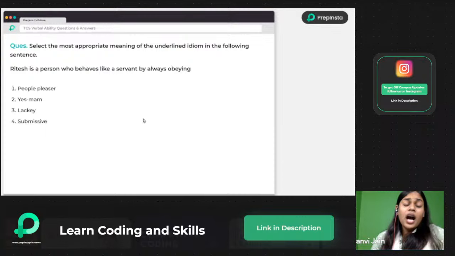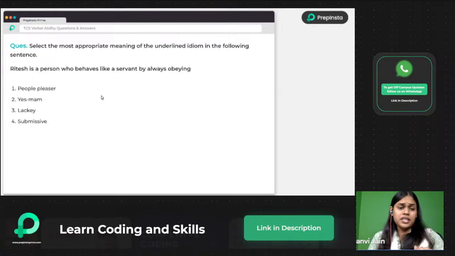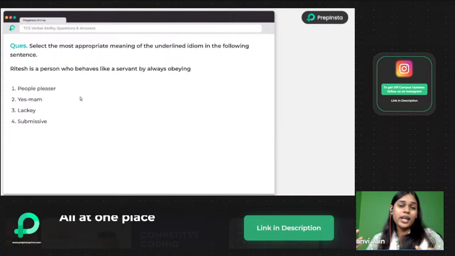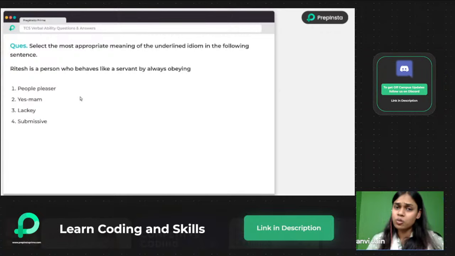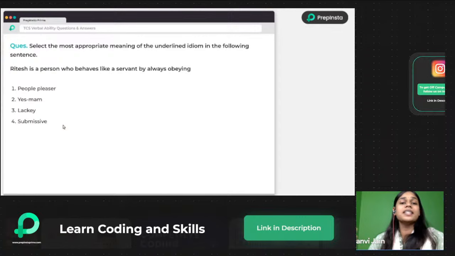A people pleaser is someone who loves to play good. Who loves to be in the good eyes of the people. That's a people pleaser, not a servant. Yes, ma'am is someone who tries to always obey what someone else is saying, but not as a servant, maybe as an individual or as a student. The last is submissive. Submissive over here talks about completely giving yourself to someone, without any hesitance. That is submissive.